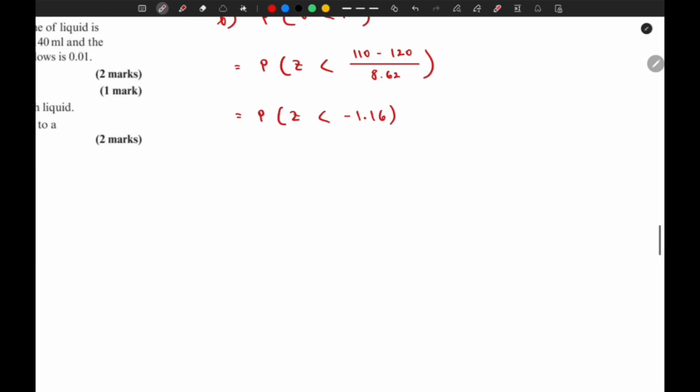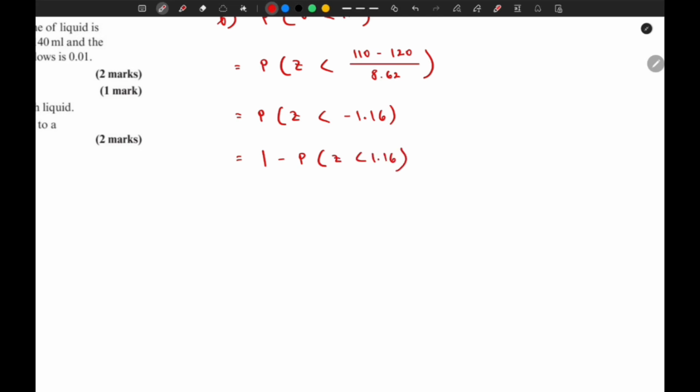And since there are no negative values of z in the table, we can convert this using this formula, which is the probability of z less than negative a. This can be written as 1 minus the probability of z less than a. If you're still unsure about this formula, you can go back to the previous lessons and clear this up. And this formula will not be given in your formula booklet, so you all need to memorize this. So this can be written as 1 minus the probability z is less than 1.16.